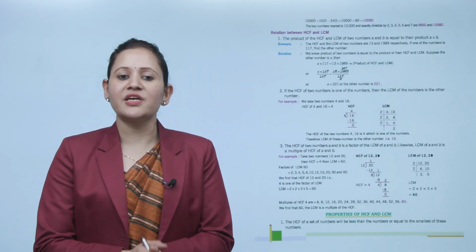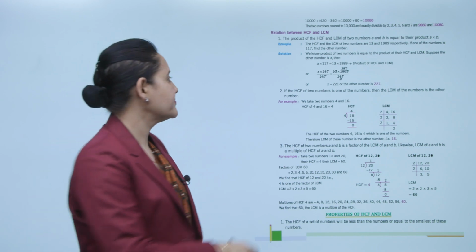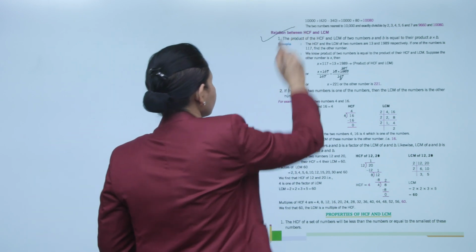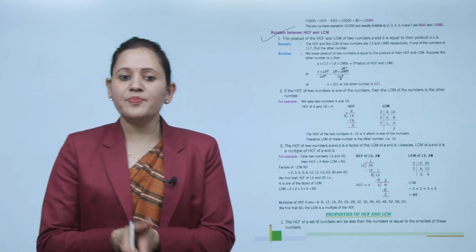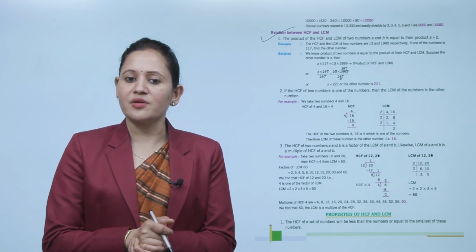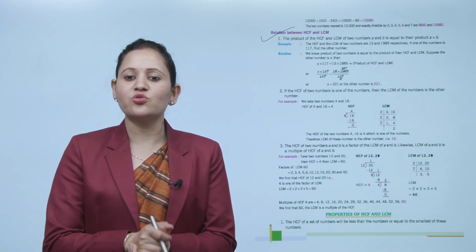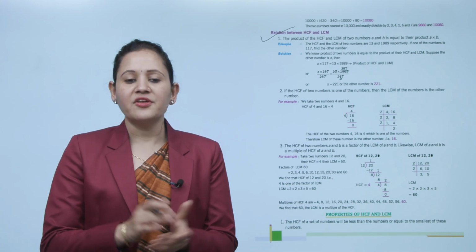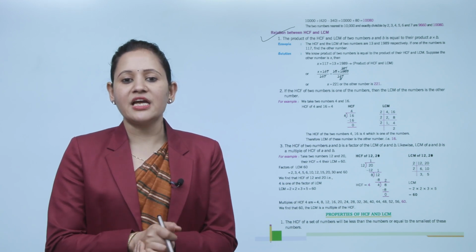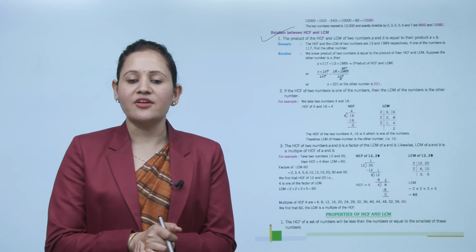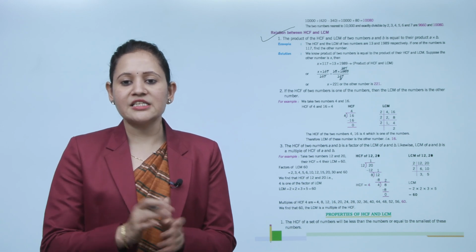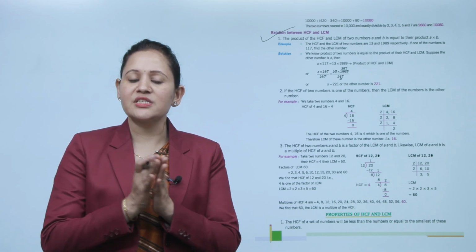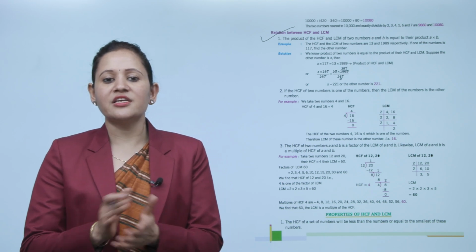Next is relation between HCF and LCM. The product of HCF and LCM of two numbers A and B is equal to their product A into B. We'll take an example. The HCF and LCM of two numbers are 13 and 1989 respectively. If one of the numbers is 117, find the other number.